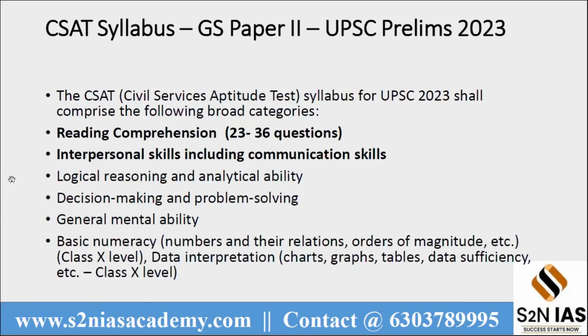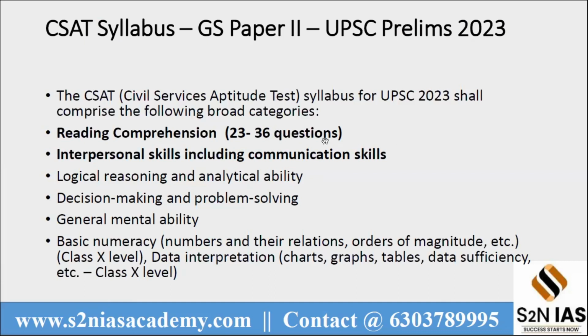So the CSAT syllabus, all of you know, has these six main components, in which reading comprehension is one. In today's webinar topic, you are getting 23 to 36 questions out of 80, my dear aspirants. The minimum number of questions from 2011 to 2023 is 23, and the maximum is 36.